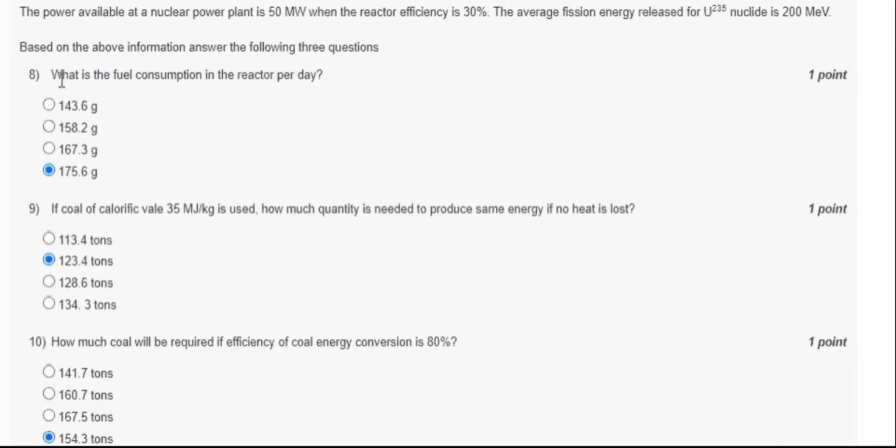So for question number 8, what is the fuel consumption in the reactor per day? So it is 175.6 gram. Question number 8, answer 4 is correct.